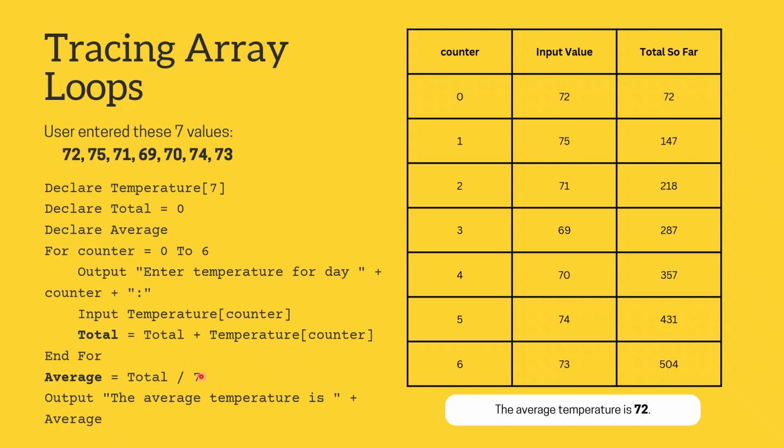Once we're out of the loop, the total is 504. We divide that by 7, and then we get the average, and our output is: the average temperature is 72. So this is how, when we're tracing, I just wanted to show you how we actually work through this loop.